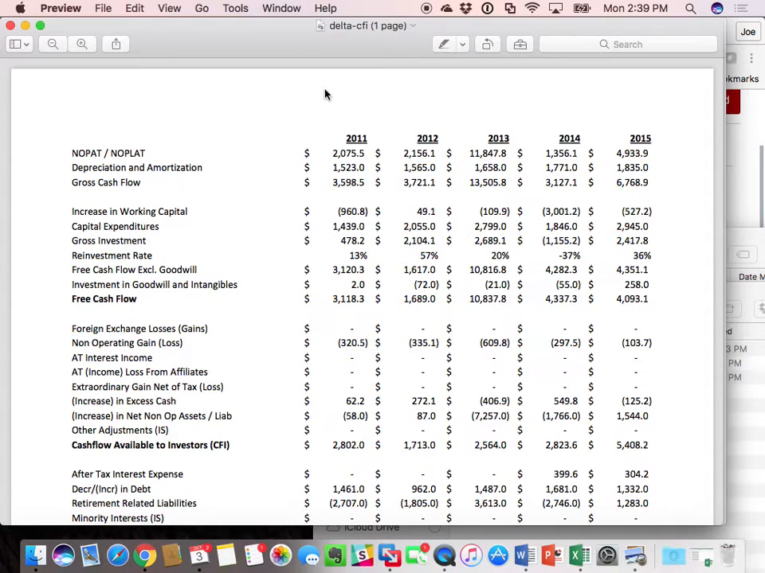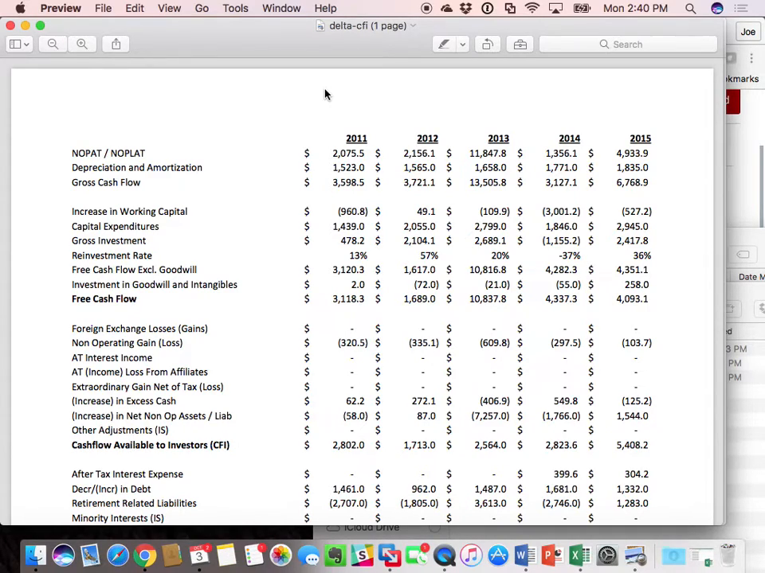So for Delta, what happened to their operating free cash flows? What do we see here? Big jump, yeah, big jump in 2013. That was the negative taxes. But if we looked at 11 to 15, they still improved. They went from about $4 billion of gross cash flow to about $6.8 billion of gross cash flow. And that led to $3 billion of free cash flow up to $4 billion of free cash flow.